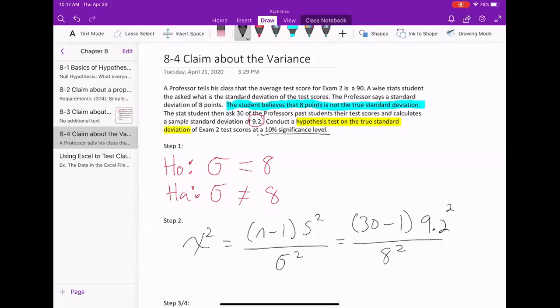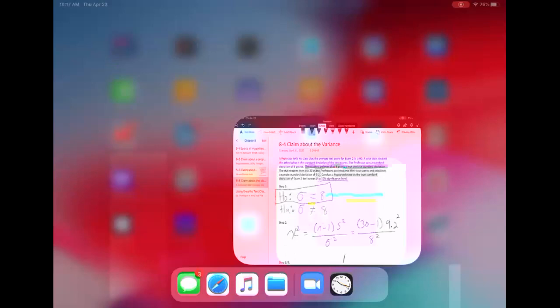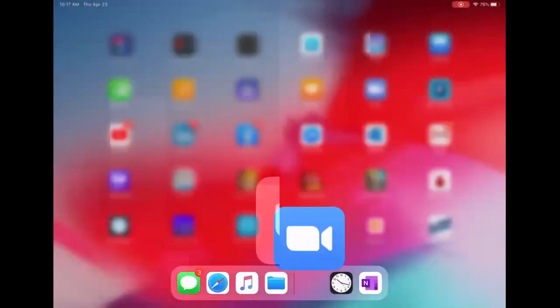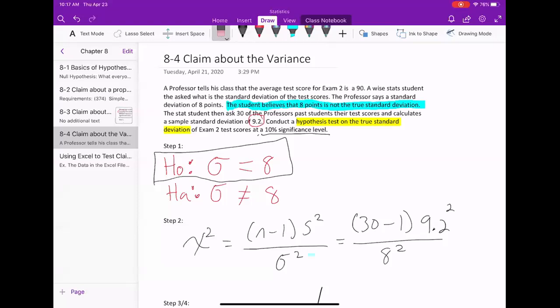All right. S is the sample standard deviation. That is the 9.2. 8 is the population standard deviation. That is the 8. And you can see that if you go to your null, the symbol sigma equals 8, which tells you that has to go in the denominator. Okay, so now we go to our trusty calculator.